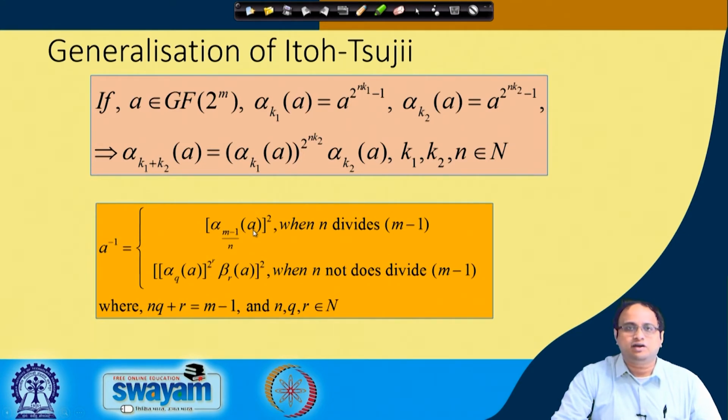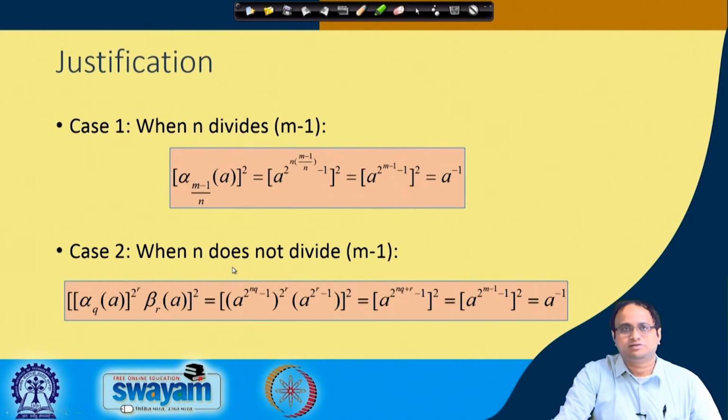But if it is not defined, then we can write m minus 1 as n q plus r, where n, q and r are all natural numbers or integers. Then you can write this A inverse as alpha q to the power of 2 to the power of r into beta r A, and then square the entire operation. Okay. So, you can try to observe this very clearly here, that is, suppose you have got alpha m minus 1 by n. So, then alpha m minus 1 by n is nothing but, you can write this as A to the power of 2 to the power of m minus 1 by n multiplied by n. So, therefore, this n and n cancel.